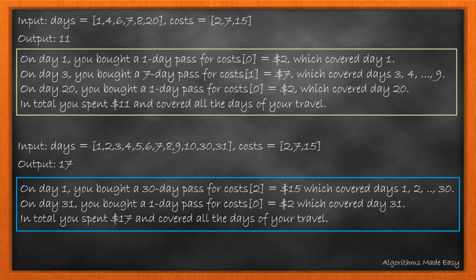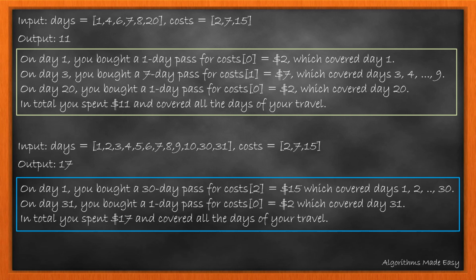For example 1, we are given days array and cost array. Given this plan, the minimum price can be observed if we take a 1-day pass on day 2, a 7-day pass on day 3, and a 1-day pass on day 20. This will cover all the days and give a minimum price of 11.